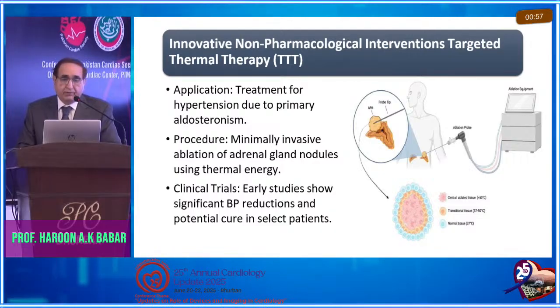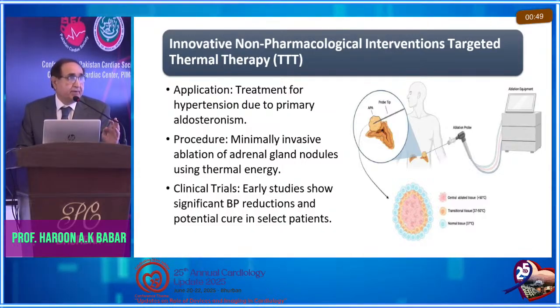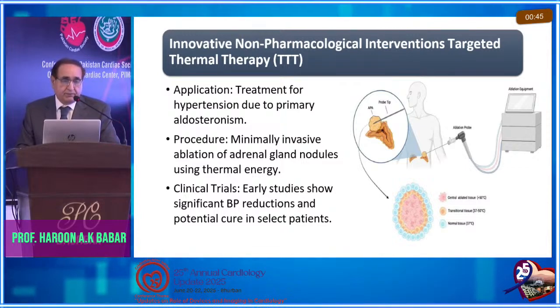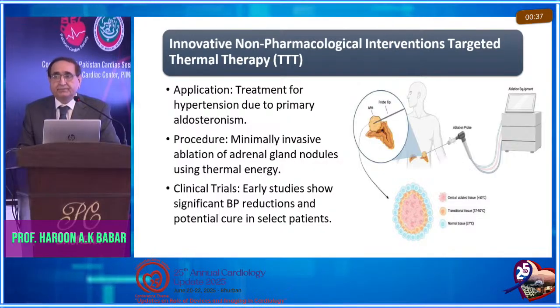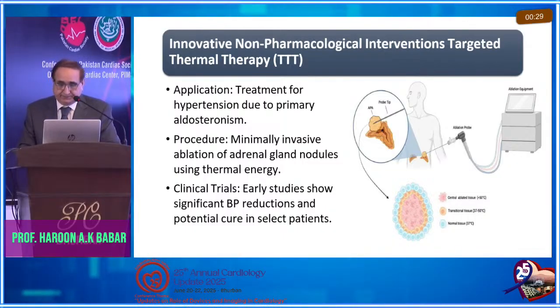Then there are innovative non-pharmacological therapies: targeted thermal therapies, another outstanding new therapy coming up for treatment of hypertension due to primary hyperaldosteronism. It is minimally invasive ablation of an adrenal gland nodule using thermal energy. In early clinical trials, studies show significant BP reduction and potential cure in selected patients.